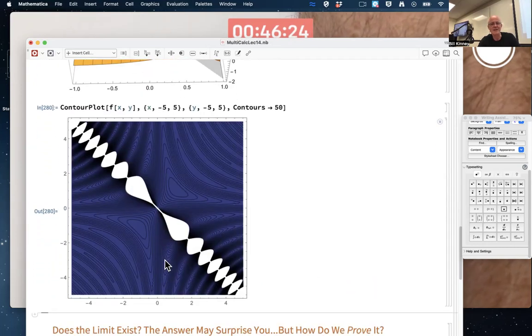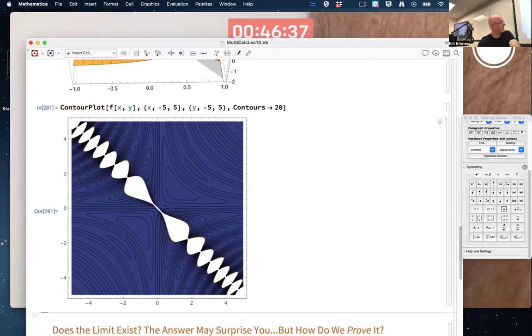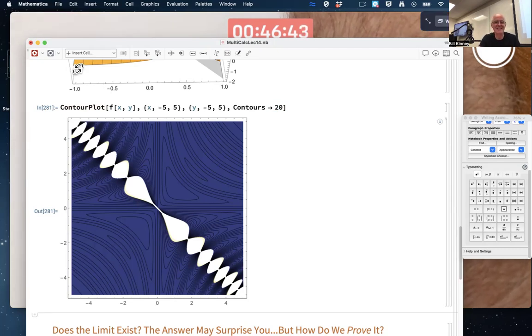Oh, wow. Isn't that pretty? Let's try fewer contours. What, 20? Okay, doesn't look too much different. Wow, very pretty graph. What's going on there as we approach the origin? The origin's right there.